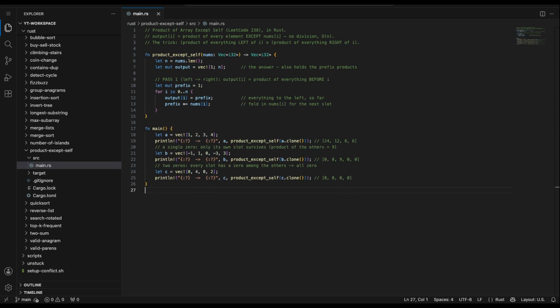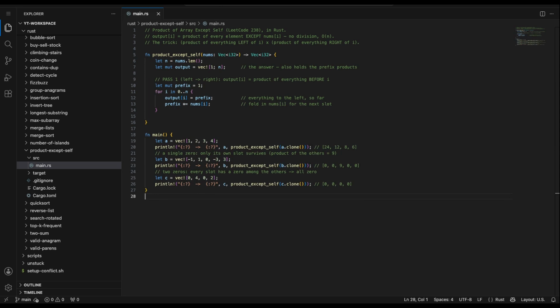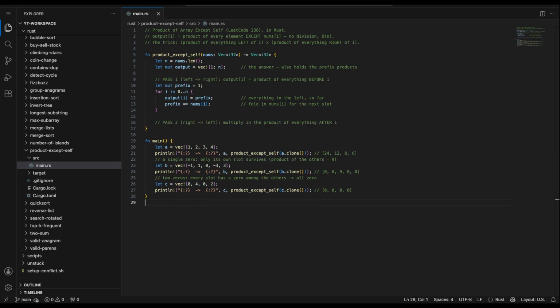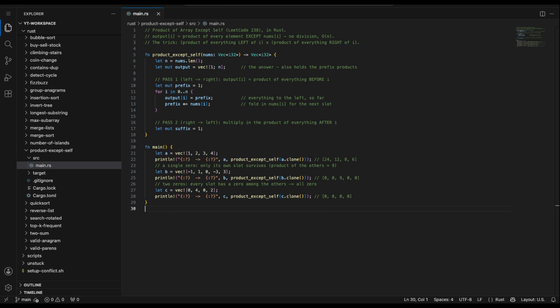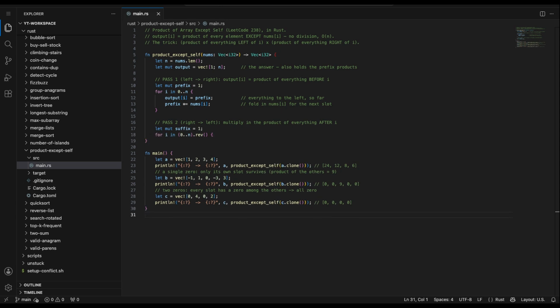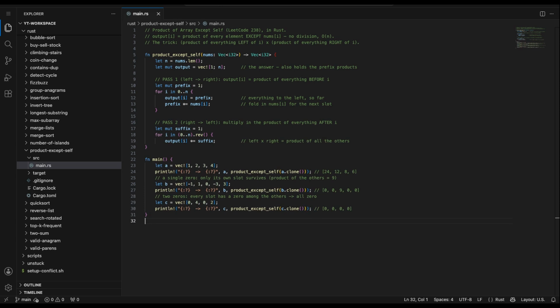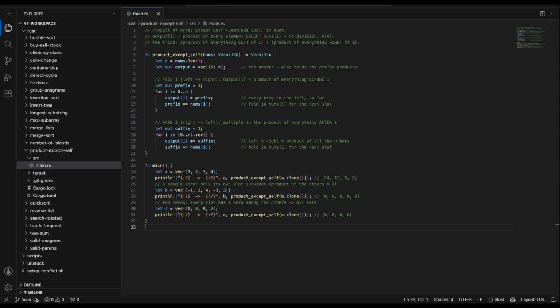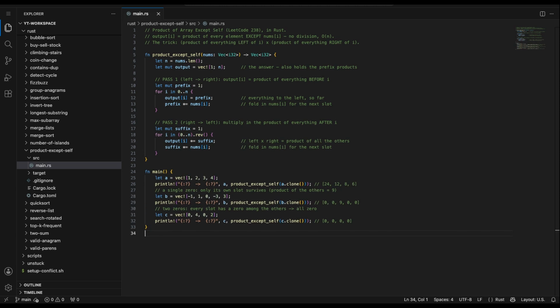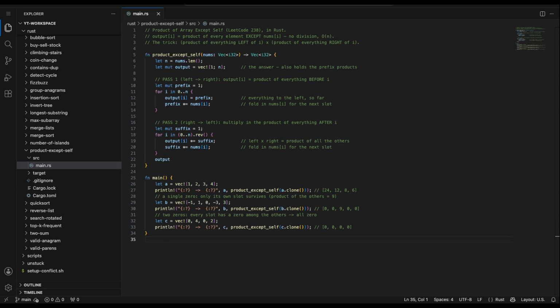Pass 2 goes right to left, carrying a running suffix, also starting at 1. This time we multiply it into output, layering in the product of everything after each slot. After both passes, every slot holds left times right, the product of all the others. 1 pass forward, 1 pass back, no division, and the output array is the only memory we used.